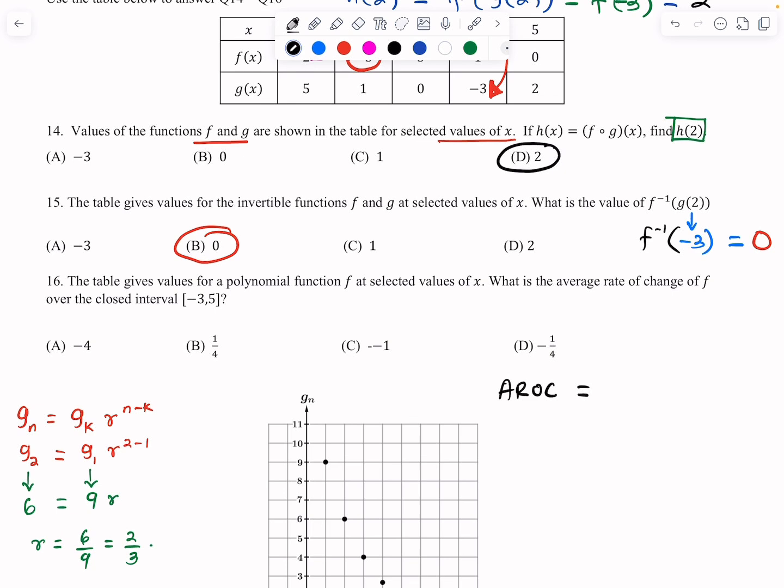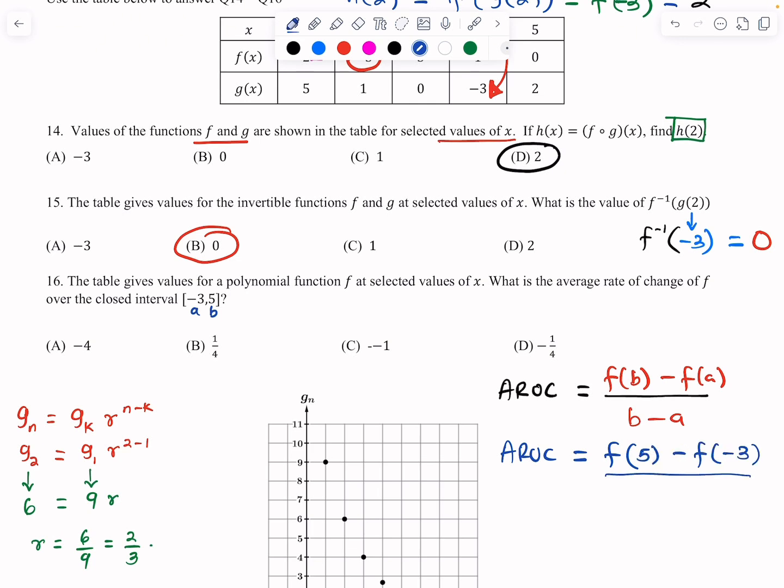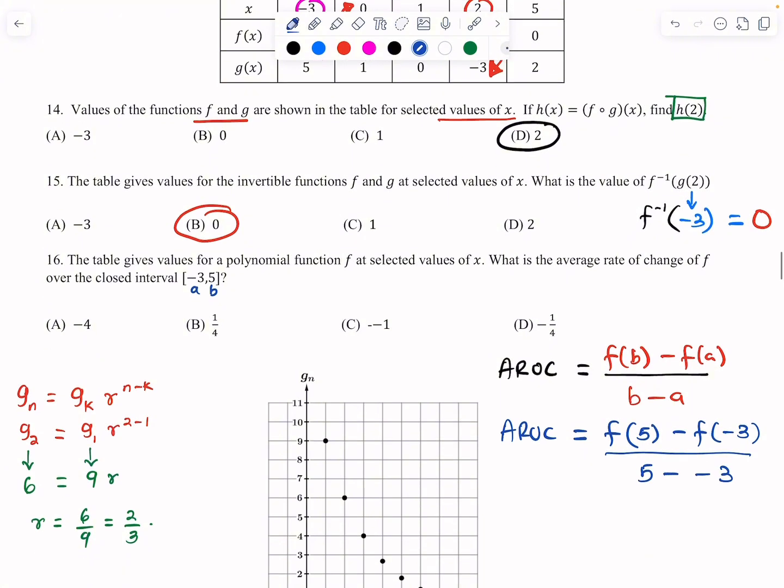And then that one will be equals to, and then if you look at that, because we're doing the average rate of change of f, that one will be f of b minus f of a divided by b minus a. So which means that I have my error is equals to f of my b. In this case, this will be my a, this will be my b. So my b in this case will be f of 5 minus f of negative 3 divided by, I have 5 minus negative 3. So let's simplify this.